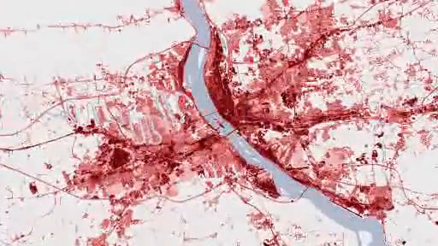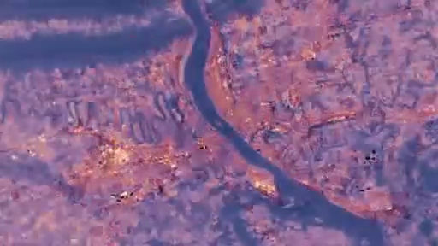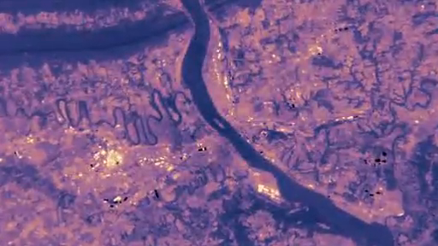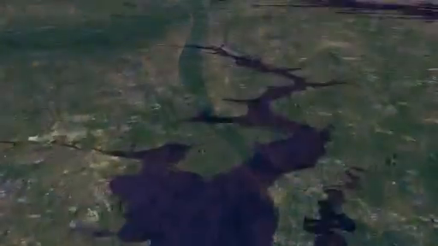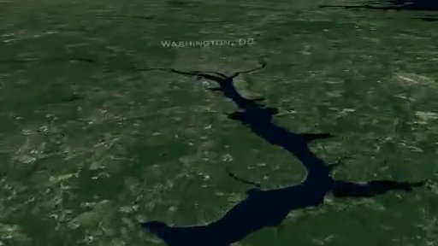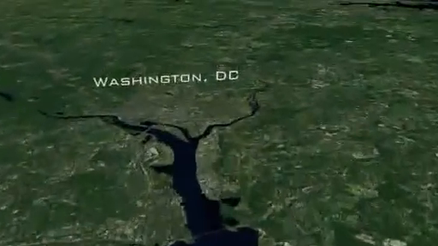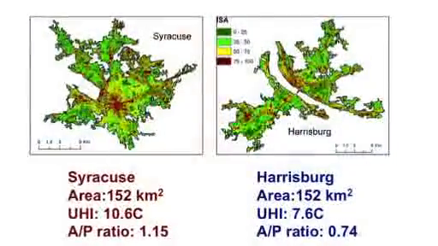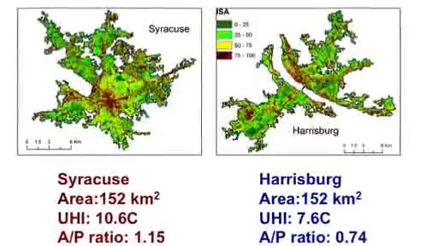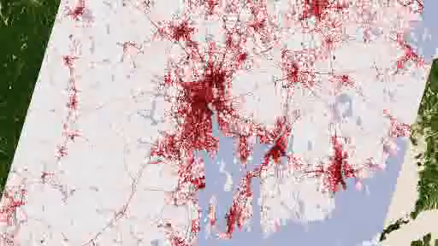We find out that the urban heat island is affected by several factors. The first factor will be the surrounding ecological context, and then the size of the city. When we talk about size, we mean both the area of the city and also the population size of the city. And then the shape of the city, and also the development patterns of the city.